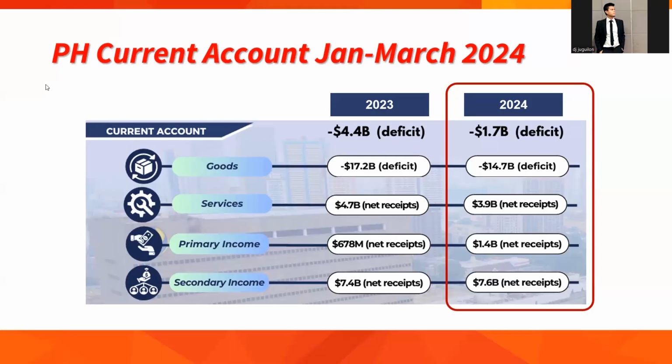And based on the report of the BSP, this is primarily due to the increase of exports of electronic products, copper concentrates, as well as coconut oil.